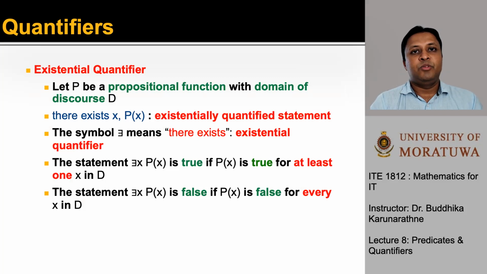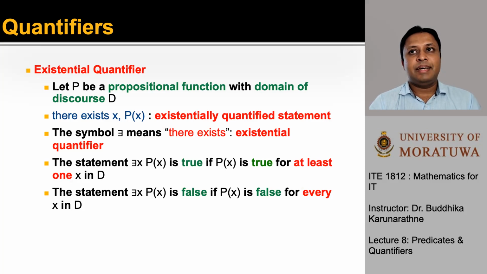And then we move on to the existential quantifier. Let P be a propositional function with domain of discourse D. Then we can say there exists x, Px. This is called an existentially quantified statement. The symbol is an inverted E, ∃. It means there exists, and it is called the existential quantifier.